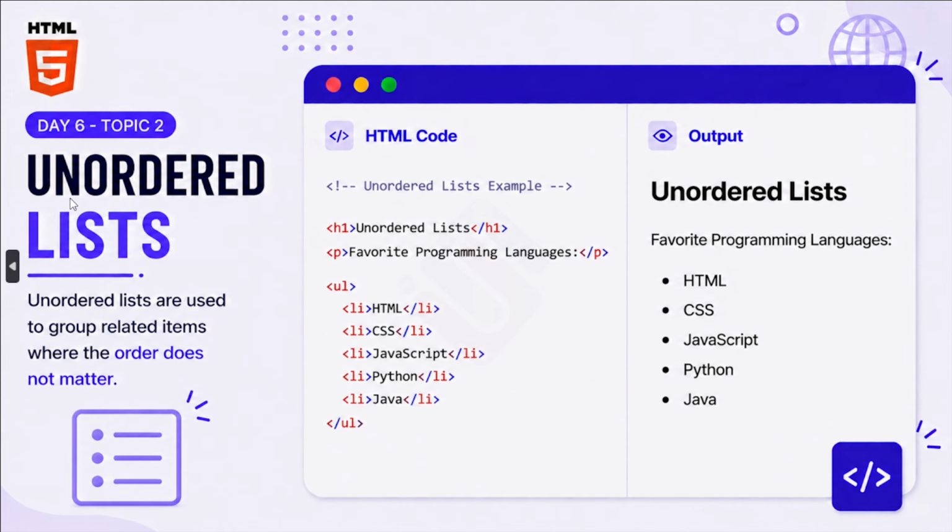Now let's learn about unordered list. An unordered list displays items using bullets instead of numbers. So we create it using the UL tag. UL tag means unordered list, while each list item is still written with the LI, meaning list item tag. So let's take the example.